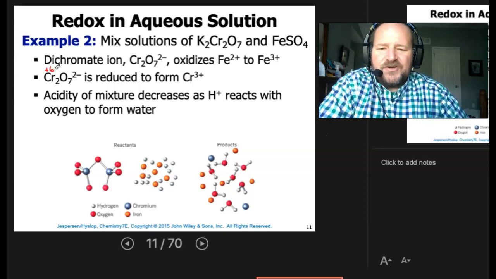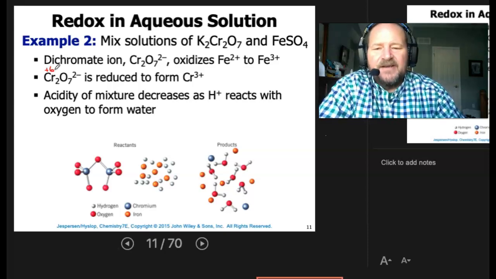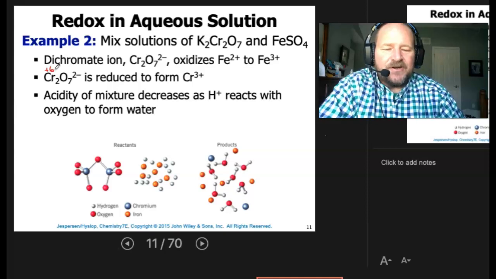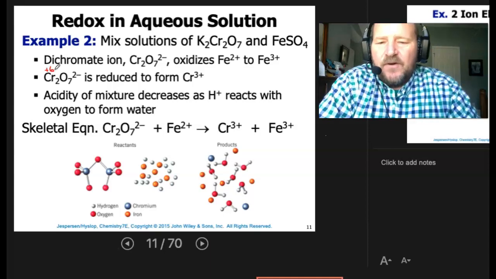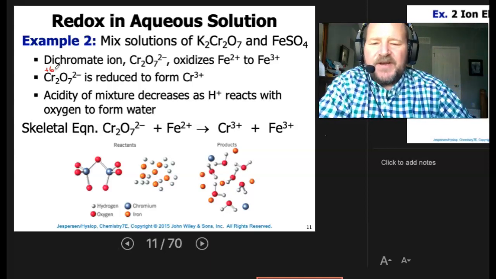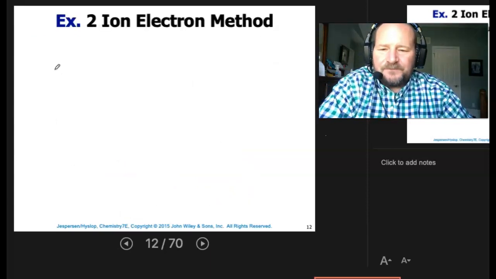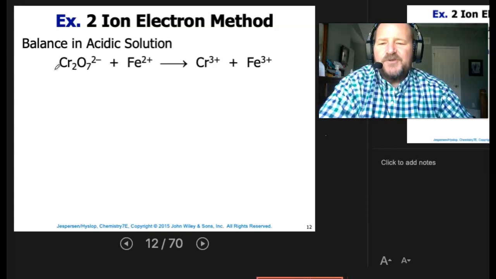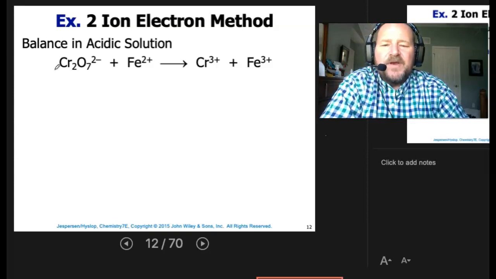Now the acidity of the mixture decreases as H+ reacts with oxygen to form water. So when we first mix these together, that's telling us the solution is going to be acidic, but as the reaction takes place, the acidic hydrogens are going to be forming water. So your skeleton equation is going to be Cr2O7 2- plus Fe2+ goes to Cr3+ plus Fe3+. Balance in an acidic solution.